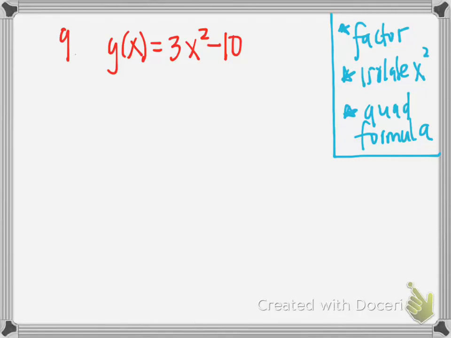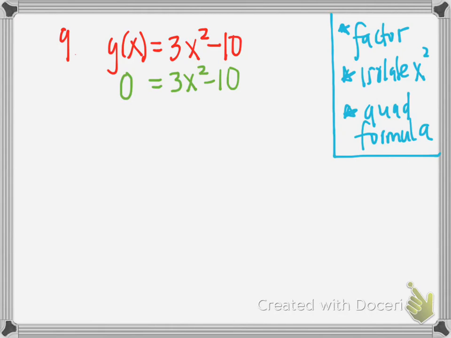Number 9, you're asked to find the x-intercepts. So in order to find the x-intercepts, the first step is always the same. We know that if it's an x-intercept, the y-coordinate's always 0, so you set this equal to 0. Then from there, you're going to decide on what option you're going to use in order to find those.